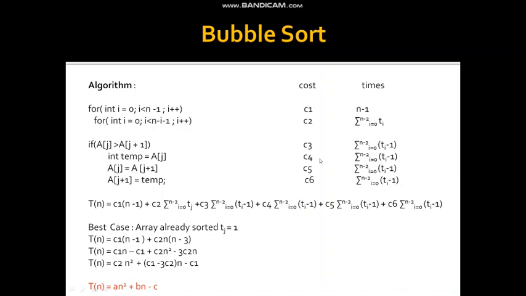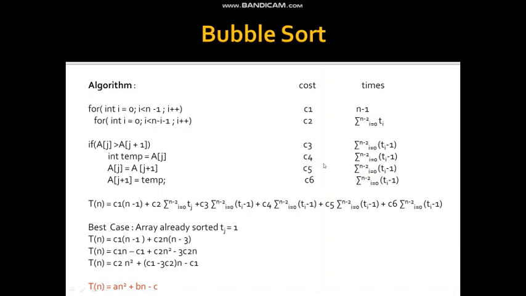Here is the cost for each statement and the number of times each statement executes. Our first statement is the outer for loop, which will run n minus 1 times, and let's say the cost is C1. Second is the inner for loop, which will run summation of i equals 0 to n minus 2 of t_i, that means for every outer loop it will run. Similarly, the if statement will execute t_i minus 1 times, and the same for the statements below.